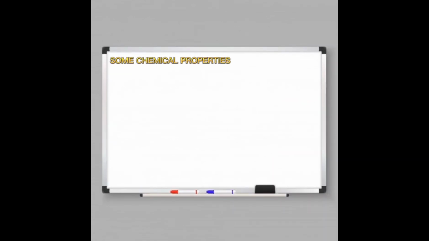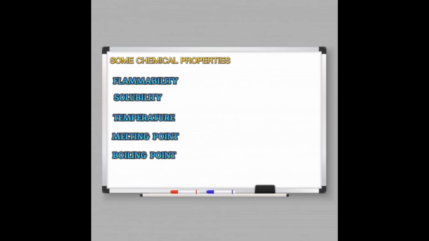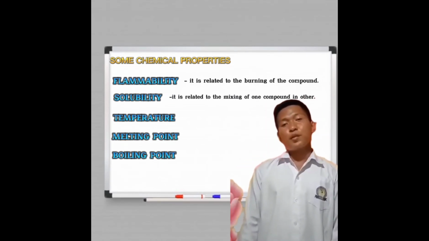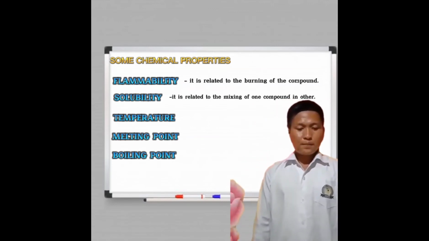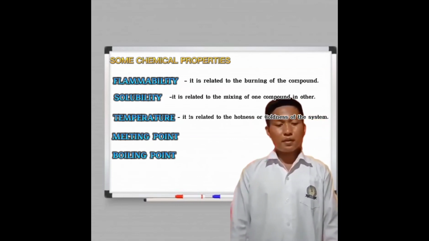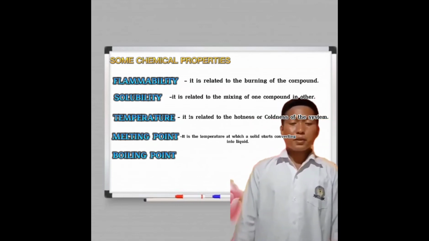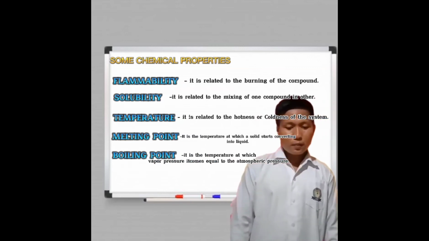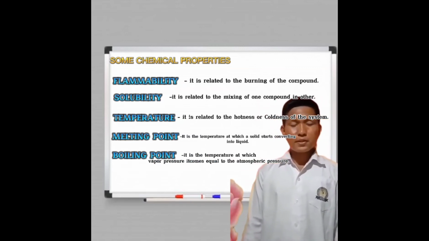These are some chemical properties: the flammability, solubility, temperature, melting point, and the boiling point. Flammability. It is related to the burning of the compound. Solubility. It is related to the mixing of one compound into another. Temperature. It is related to the hotness or coldness of the system. The melting point. It is the temperature at which a solid starts converting into liquid. And the boiling point, it is the temperature at which vapor pressure becomes equal to the atmospheric pressure.